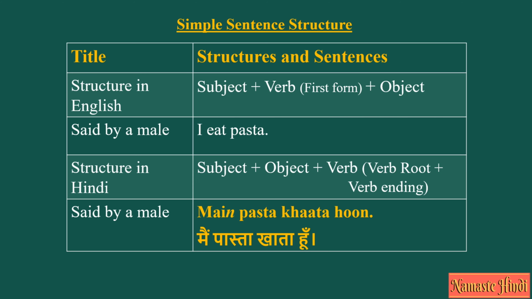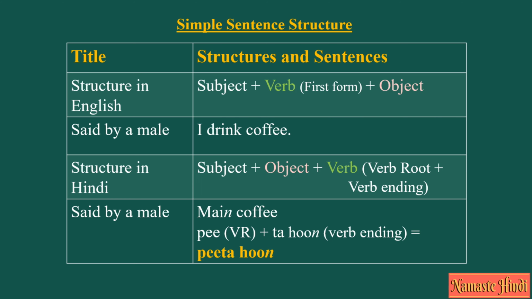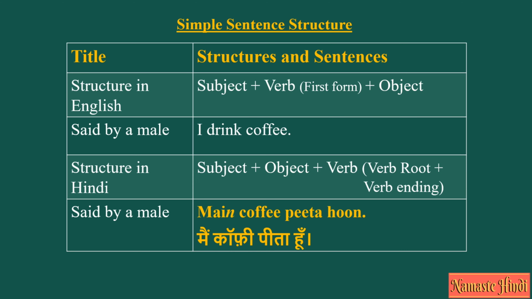Same with the sentence, I drink coffee. In English, it's the same for both male and female, but in Hindi, again, we'll use the TA ending instead of TI to show that the subject is masculine. In this case, where it's said by a male, it would be मैं कॉफी पी, the verb root, plus ता हूँ, the verb ending, is equal to पीता हूँ. So the full sentence, I drink coffee, in Hindi would be मैं कॉफी पीता हूँ.